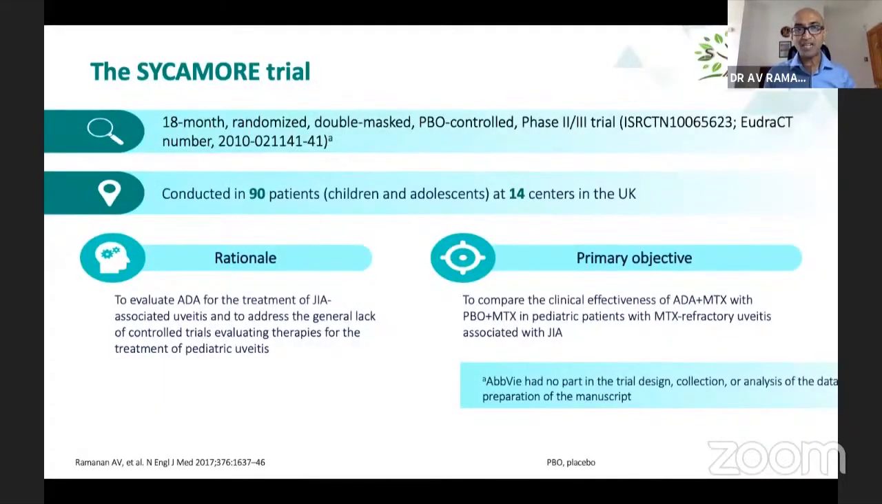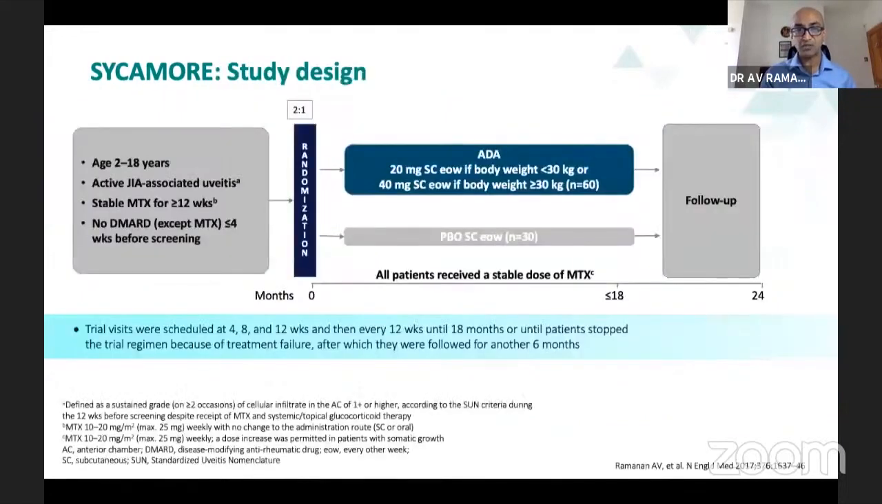What we did was an 18-month randomized, and in rheumatology we call it double-blind, until my ophthalmology colleagues said it's not a good thing to say double-blind in a uveitis study to a patient. So we call it a double-masked, placebo-controlled trial, which was stopped at the end of 90 patients. But our primary objective was to see if adalimumab plus methotrexate was better than methotrexate plus placebo, or methotrexate on its own. And this was an investigator-initiated study. The results of this study have led to the drug being licensed and approved by 78 countries around the world, including by the FDA, the European Medicines Agency, and multiple other countries.